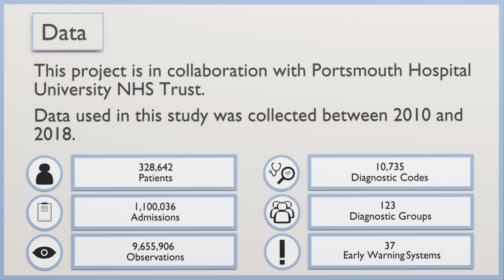I found 37 published early warning scoring systems, which can be used to evaluate patient deterioration. These broadly use the same physiological parameters as NEWS, although some use fewer parameters, and they all have different ranges for normal and abnormal measurements for each of these parameters.